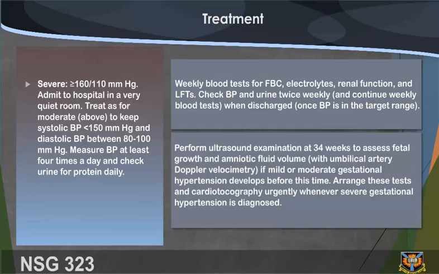Perform ultrasound examination at 34 weeks to assess fetal growth and amniotic fluid volume with umbilical artery Doppler velocimetry. If mild or moderate gestational hypertension develops before this time, arrange this test, and cardiotocography urgently whenever severe gestational hypertension is diagnosed.